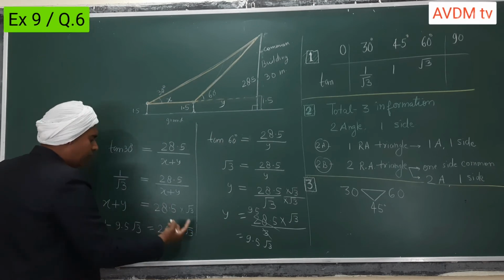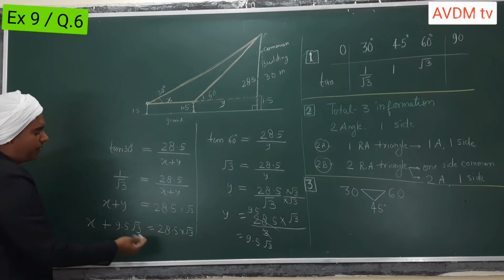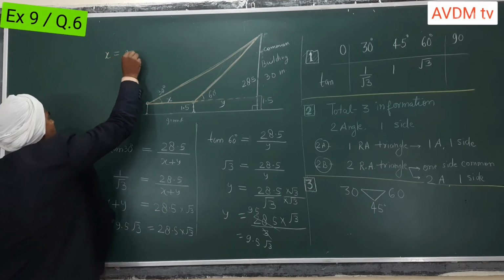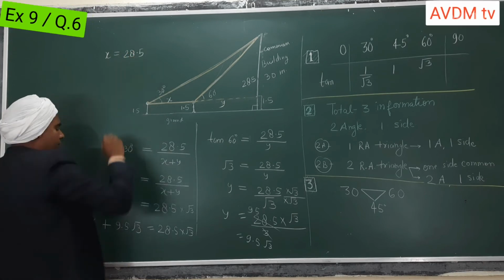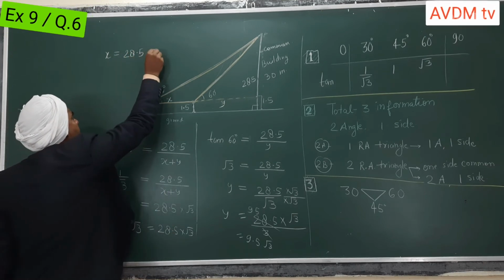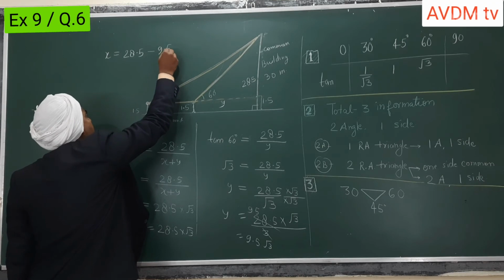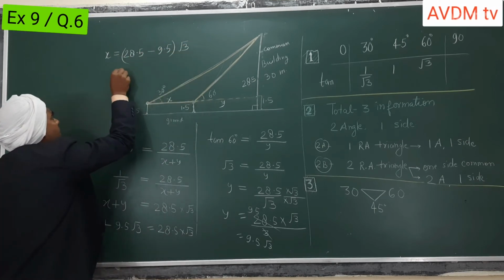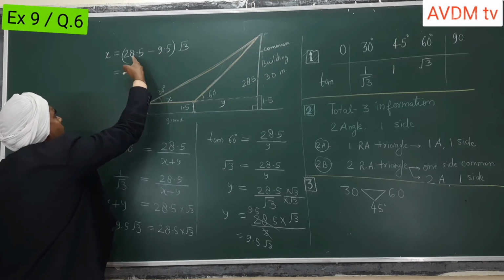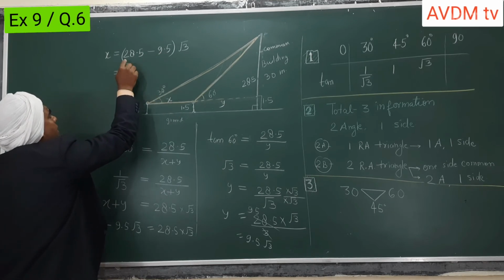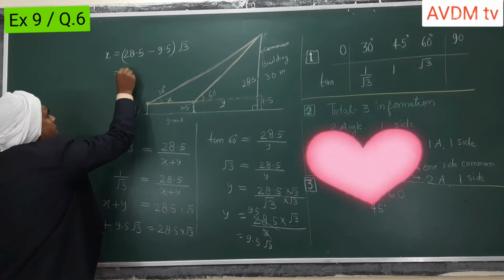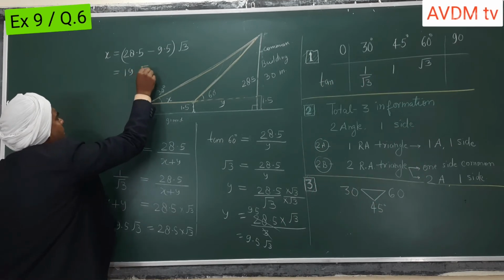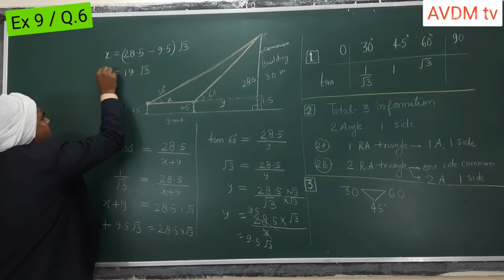So this will go there, and minus root 3 common. So x is equal to 28.5 minus 9.5 times root 3. 28.5 minus 9.5 is 19, so 19 root 3. So this is the answer.